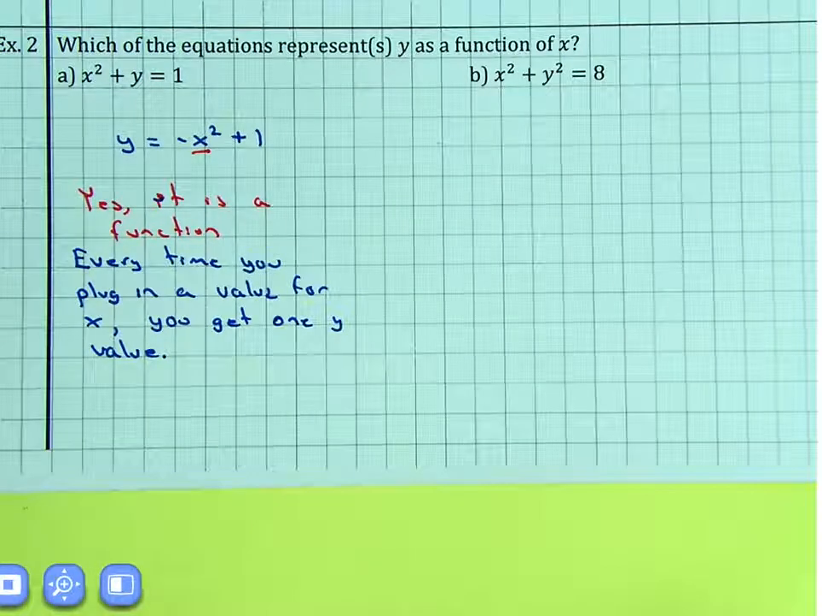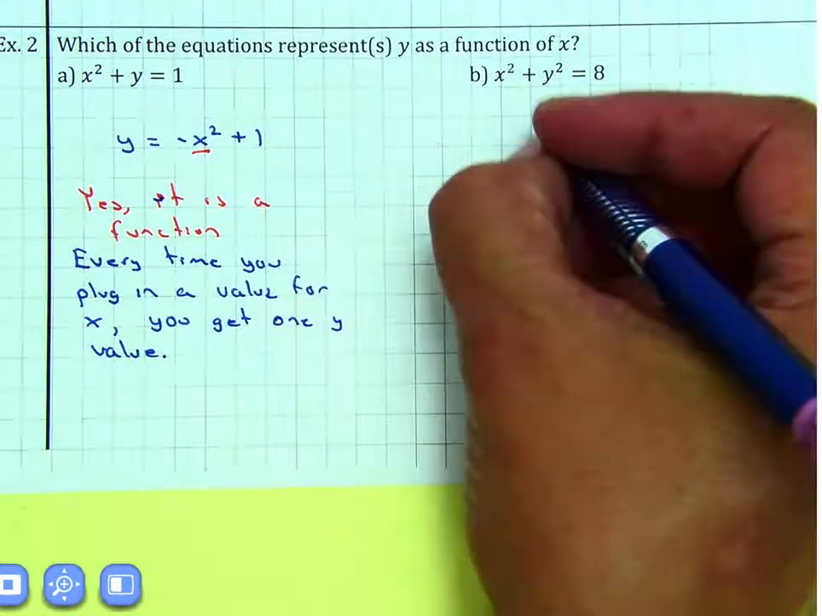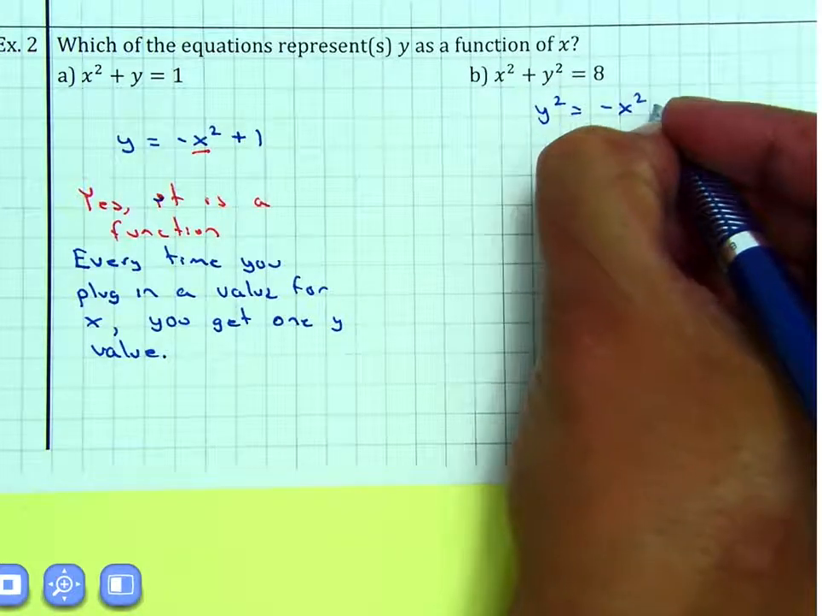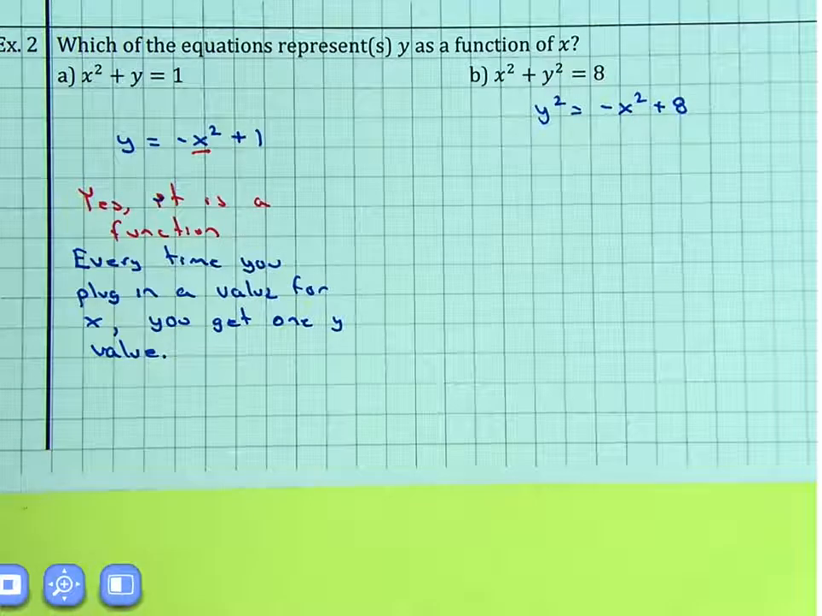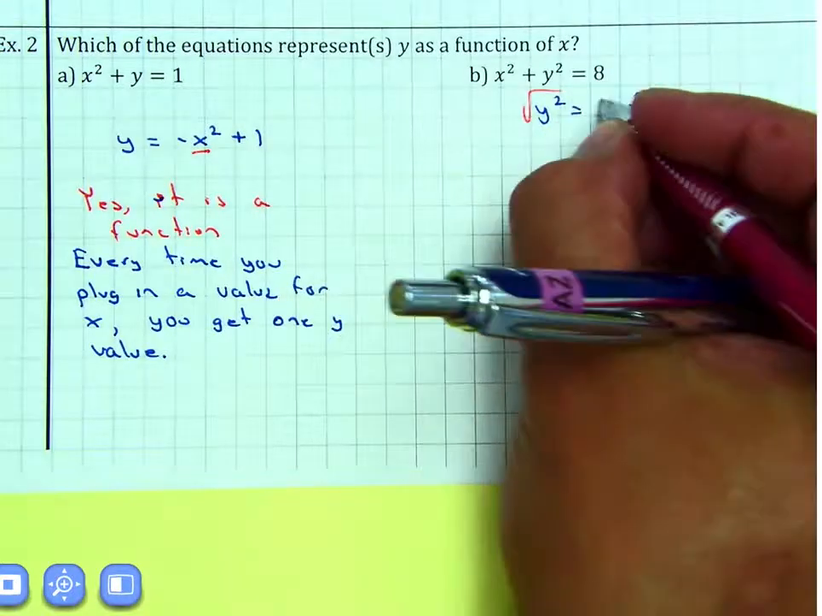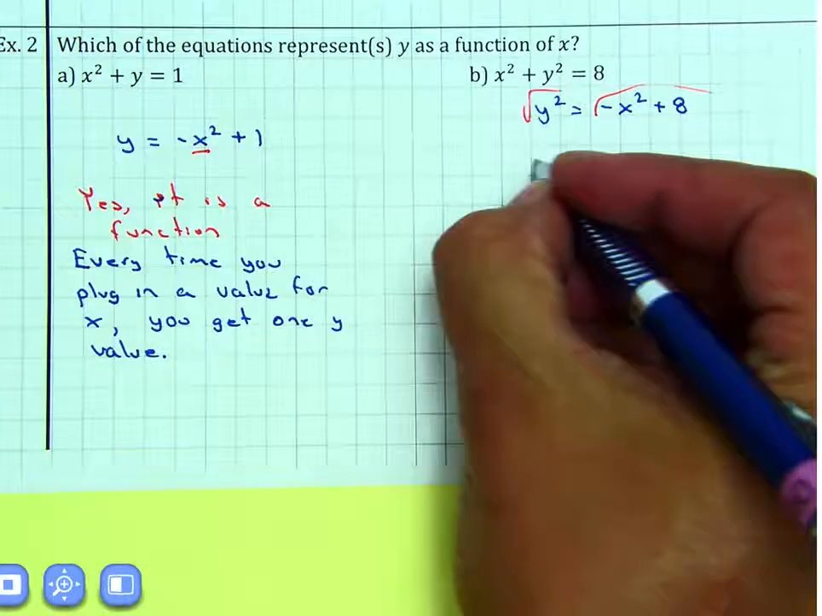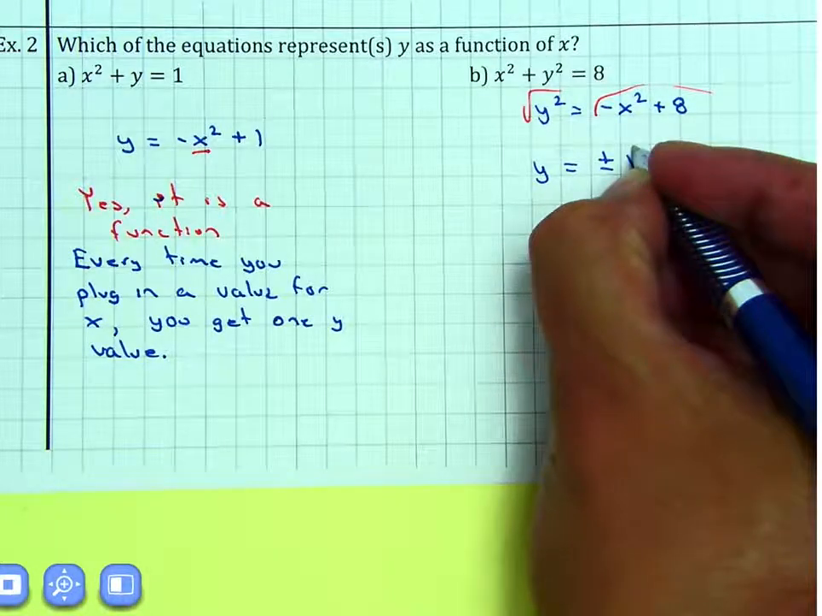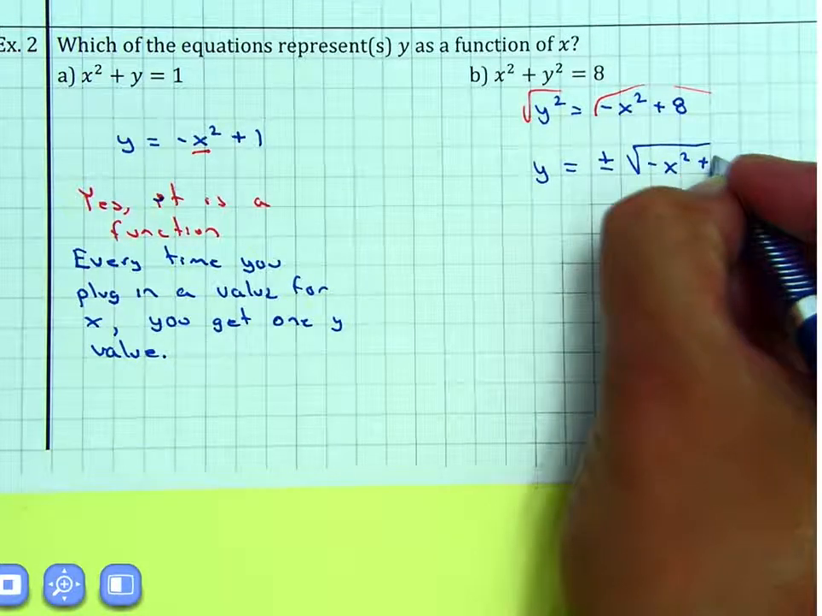For letter B, you want to be able to leave the y by itself to determine if it's a function or not. So I'm going to solve for y. We have y squared is equal to negative x squared plus 8. And I'm going to take the square root on both sides. So therefore y is equal to plus or minus, don't forget your plus or minus, the square root of negative x squared plus 8.